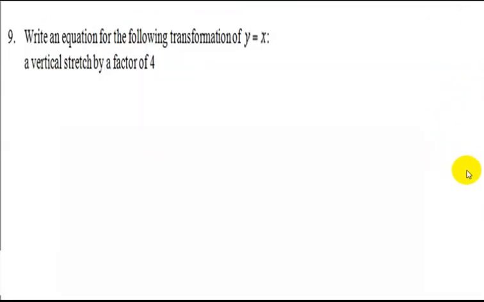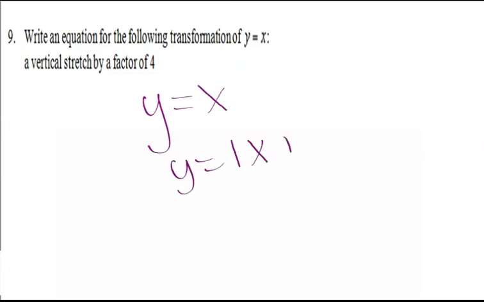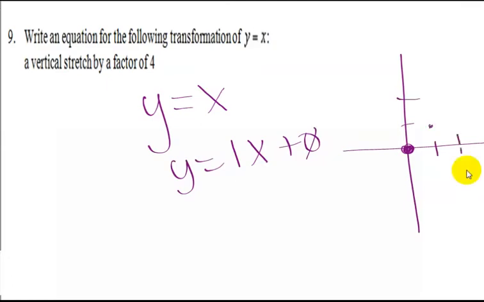Number 9 says write an equation for the following transformation of y equals x, a vertical stretch by a factor of 4. So we know if we have y equals x, that is just like y equals 1x plus 0. That means we've got an equation going through the origin, y-intercept of 0, with a slope of 1. So rise 1, run 1. Rise 1, run 1.